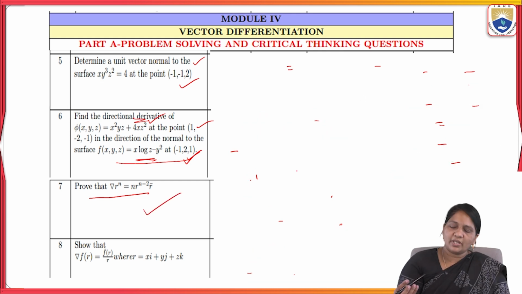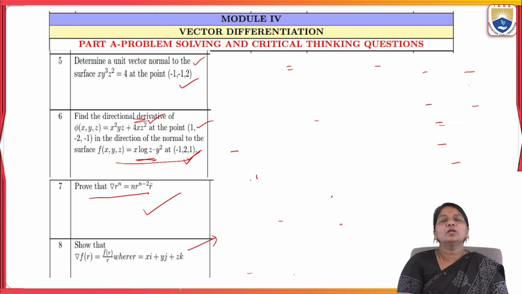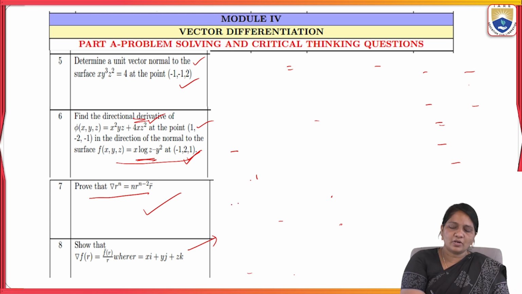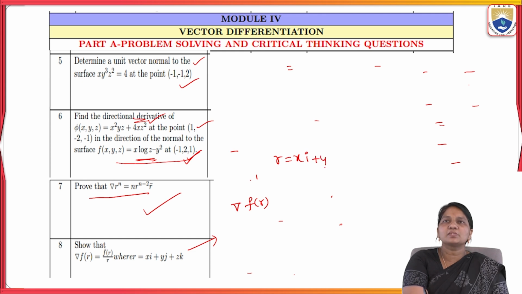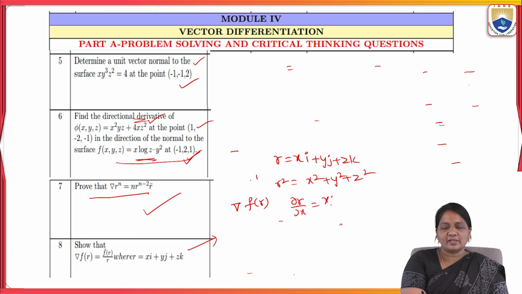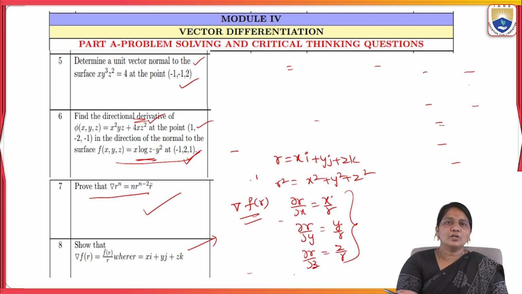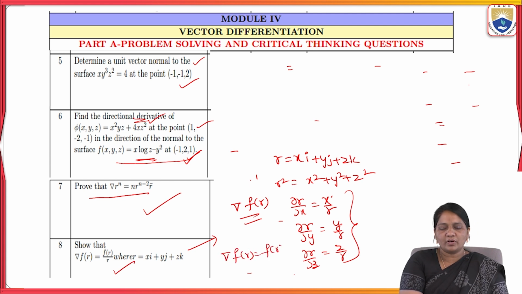This is the flow. So here also in the same way for the eighth one, if they are asking to show this type of proofs, we have to use del of f of r. Here we should use r value is xi + yj + zk and r² equal to x² + y² + z². So when you are calculating here, ∂r/∂x value is x by r, ∂r/∂y value is y by r, and ∂r/∂z is z by r. We are going to use all these terms in the simplification to get the value for del of f of r equal to f'(r) r bar by r.